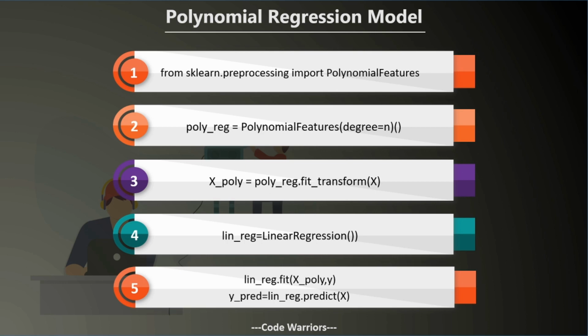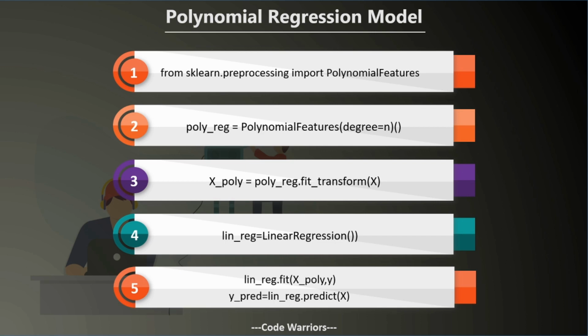All we need to do is change our input, or I mean our independent variable, into polynomial forms. In order to convert the input into polynomial form, we first need to import PolynomialFeatures from sklearn.preprocessing. This is a class which is used to convert our input into polynomial forms. First we need to create an object of PolynomialFeatures, in which we need to pass our hyperparameter, that is degree, and we are going to pass the value equal to n.